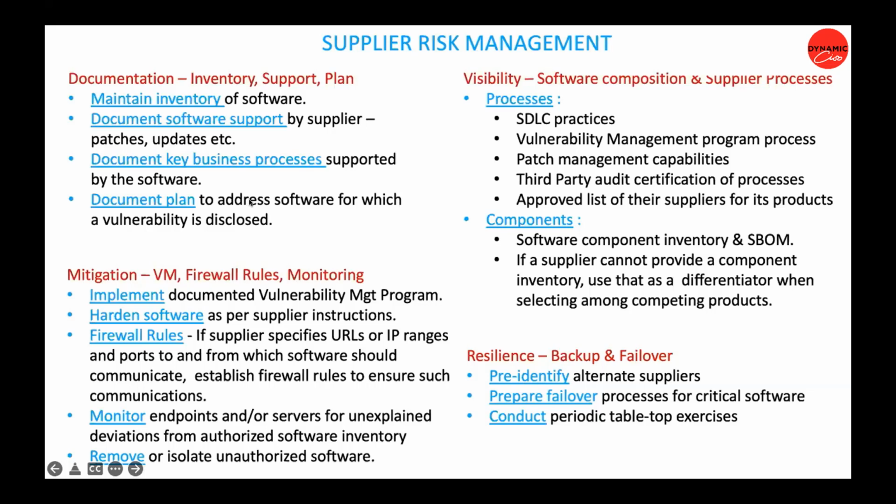Document the key processes that are supported by the software, because tomorrow if the software gets Trojaned or whatever happens and you need to take it offline, what are the key business processes that are going to get impacted? You need to have a clear idea of that. And you need to have a plan and a response if the software has got a vulnerability, and how you react to that. So these are all the first group of risk management activities.